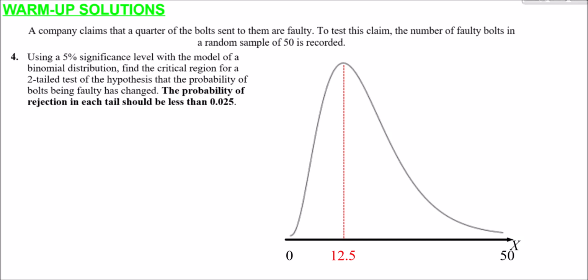So we want the chance of rejection in each tail to be less than 0.025. So we want this bit here. Oops, that's a bit too thick. I'll get this one here. So we want this bit to be no more than 0.025. The question is, what value here would give that? So we want this to be less than 0.025. And the way we do this is we just try different amounts. It's a case of trial and error, essentially, using the calculator. I'll show you how to do it.